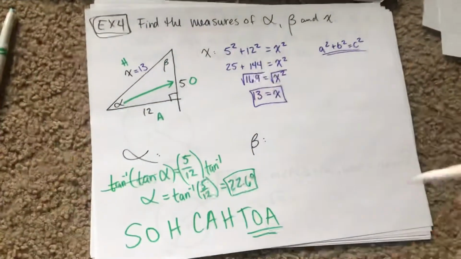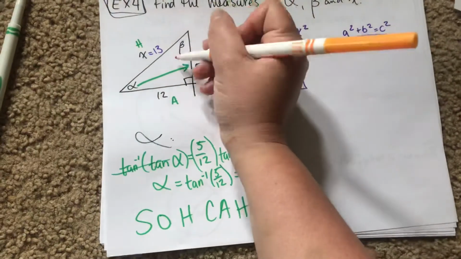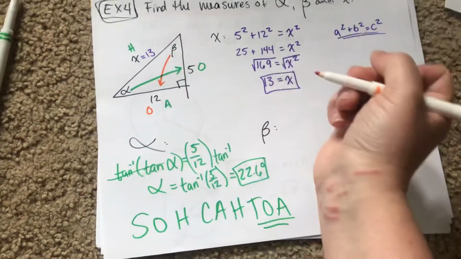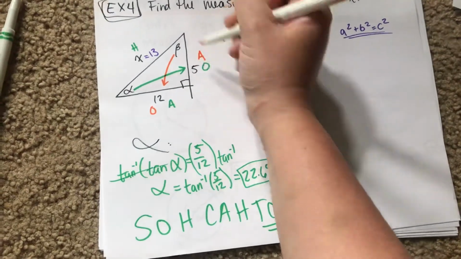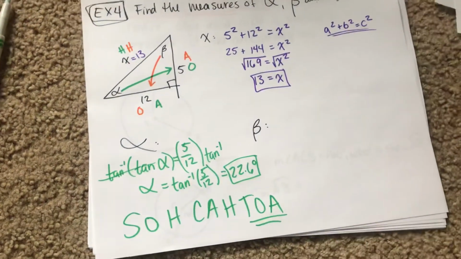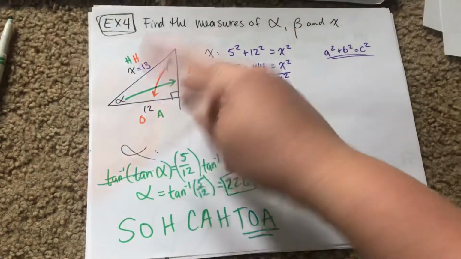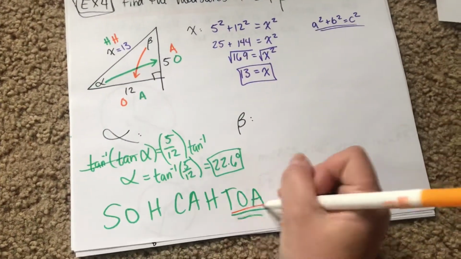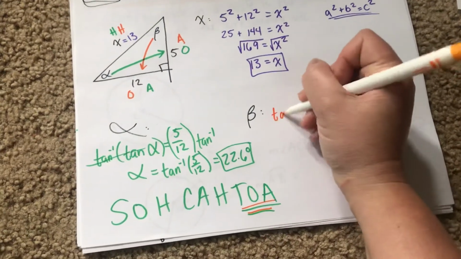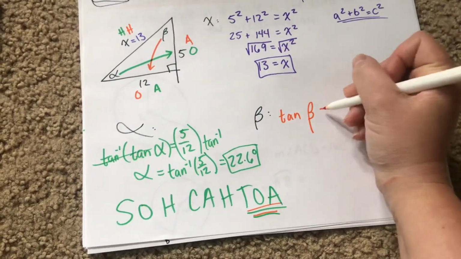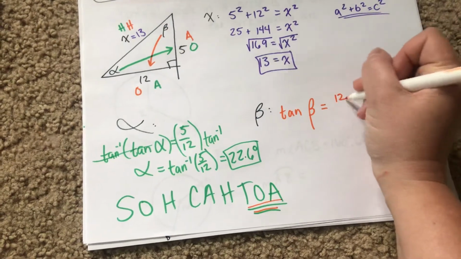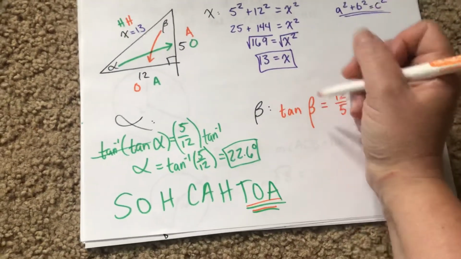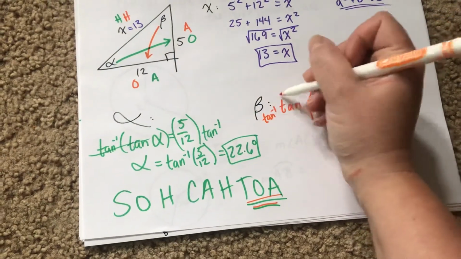Same idea for beta, except beta's over here, so I'm going to relabel my triangle. And now my opposite is 12, my adjacent is 5, and my hypotenuse stays the same. Notice the only things that flipped are the opposite and the adjacent. So I'm still going to end up using opposite and adjacent, so it's still tangent. So I have tan of beta is equal to, in this case, 12 over 5, the reciprocal of what we did the last time. So I want to get beta by itself, so I do the inverse tangent.